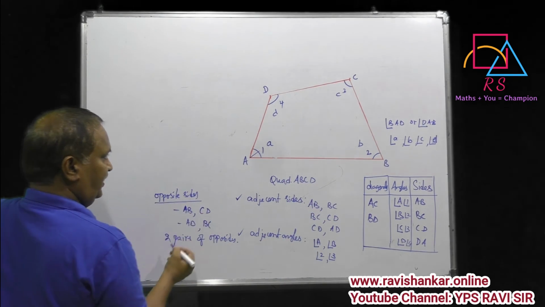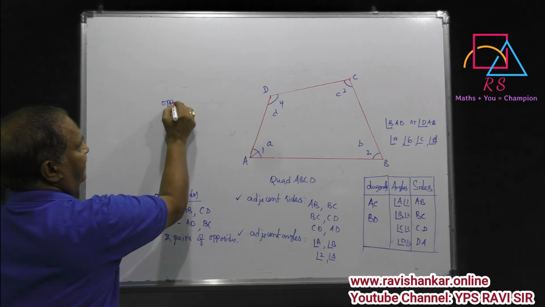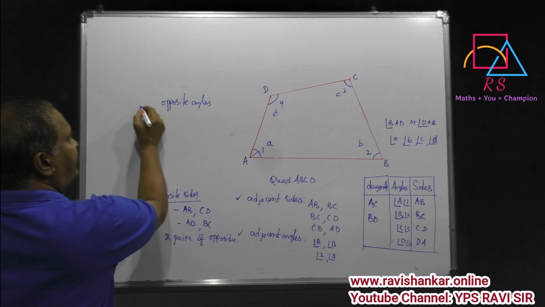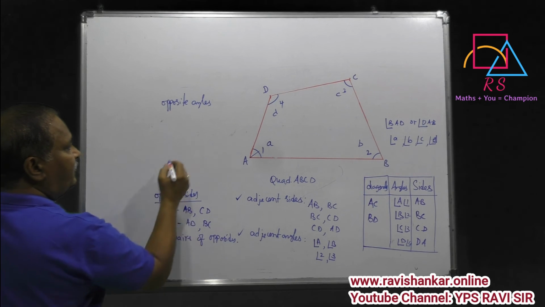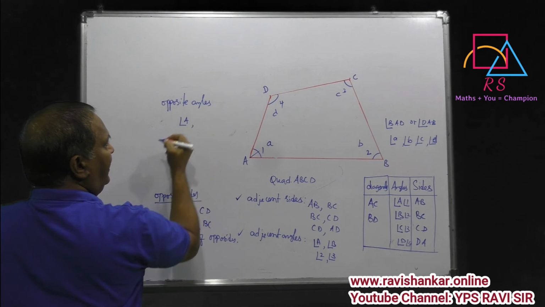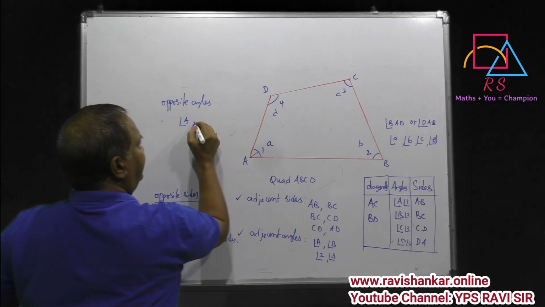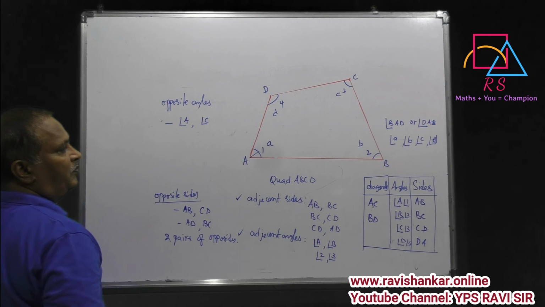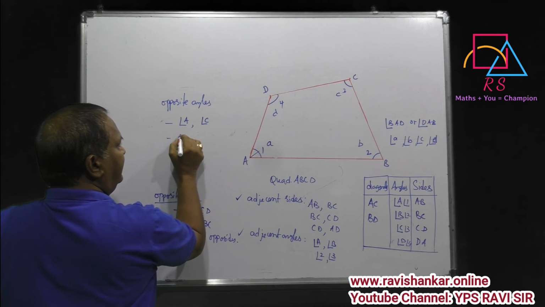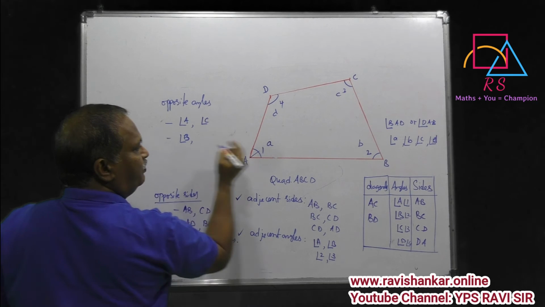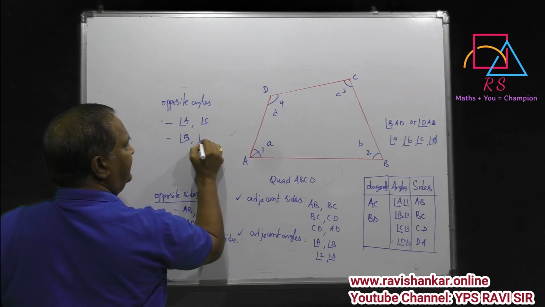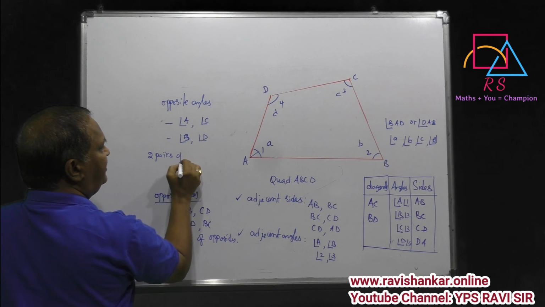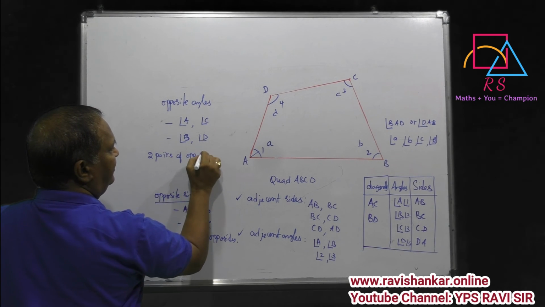Now opposite sides are over. Then opposite angles. What are opposite angles? Pairs of opposite angles also you can say. If you take A, opposite to A is C. A and C are opposite angles. If you take B, then what is the opposite angle to B? Opposite to B is D. So how many pairs are there? Here also there are two pairs of opposite angles.